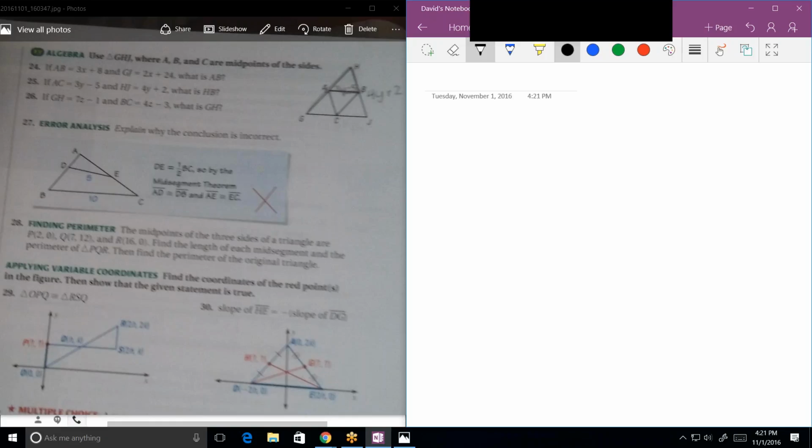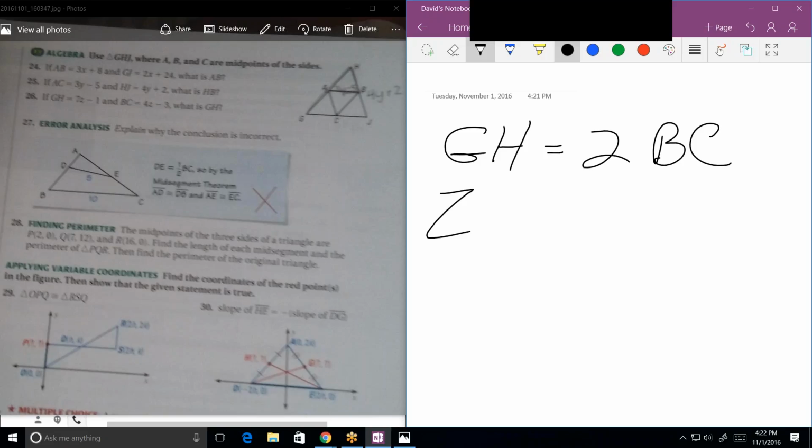26? So here they're telling us that GH is something and BC is something. So let's start with the relationship between GH and BC. Let's do it this time. What's the relationship? GH is 2 times BC, right? Now just plug in the information they've given you.